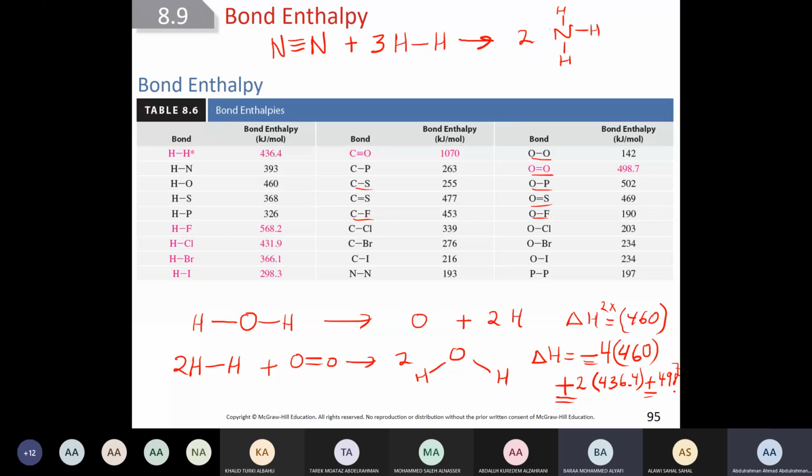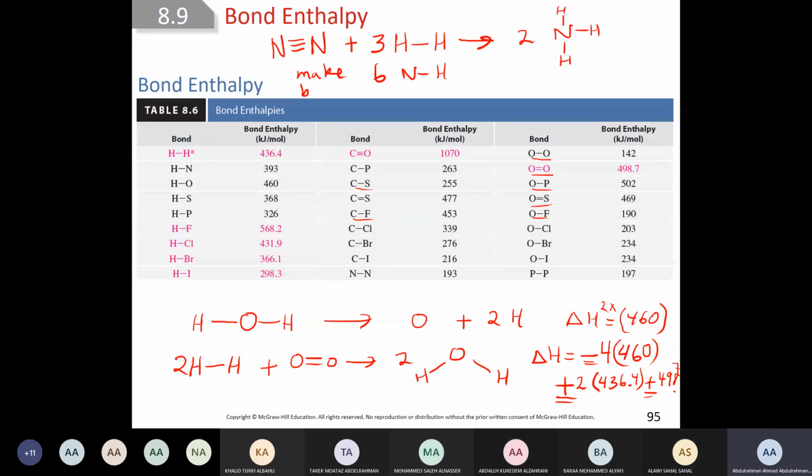What bonds are you going to make? You're going to make 6 N-H bonds, right? Yes. Right. Okay.